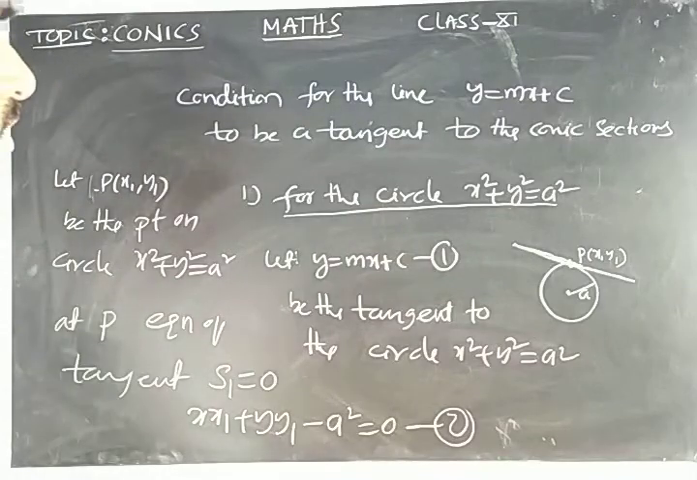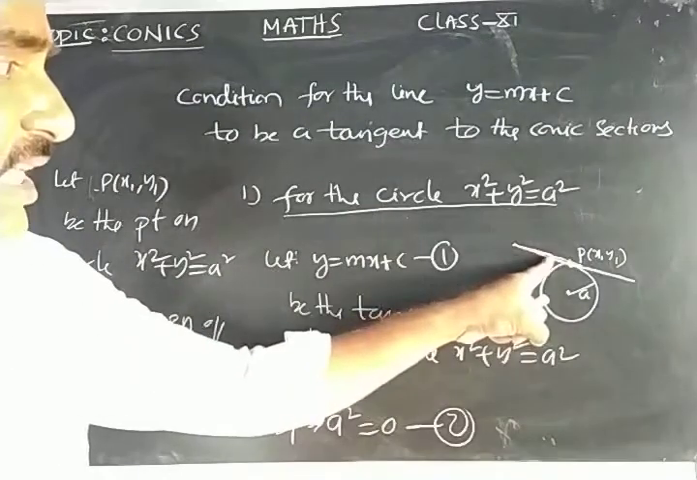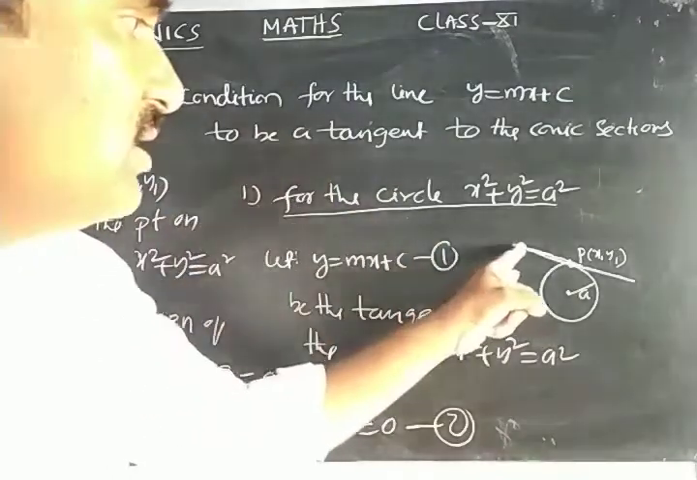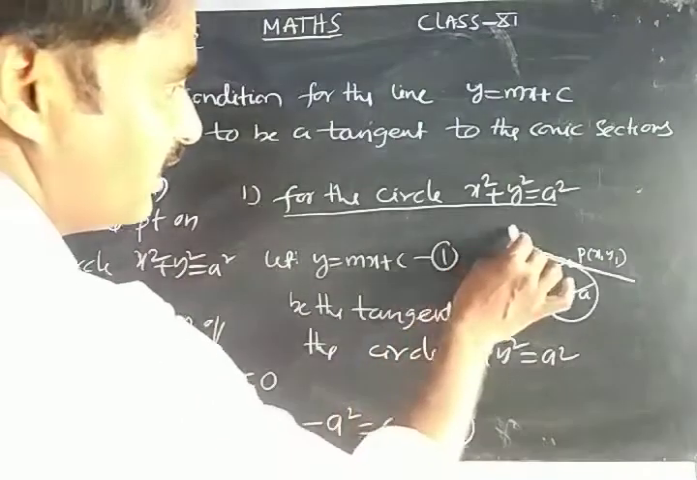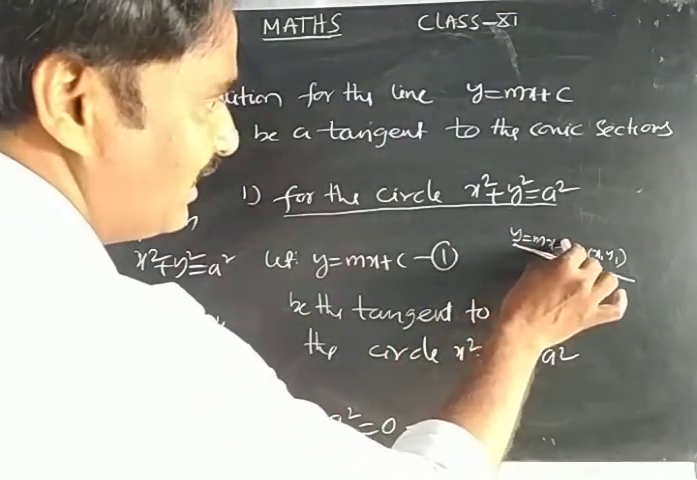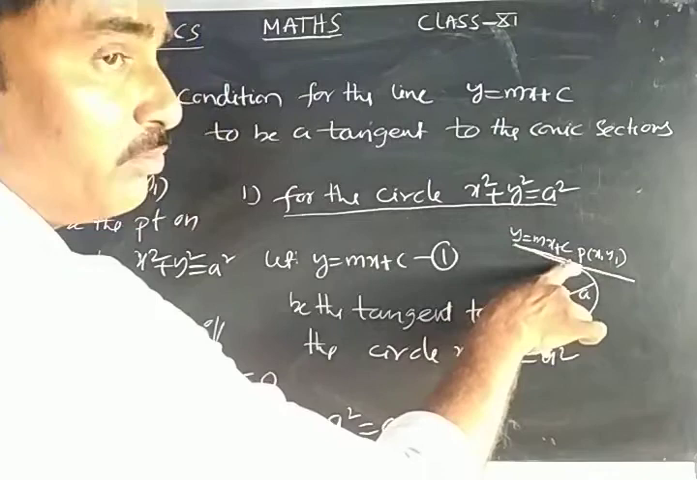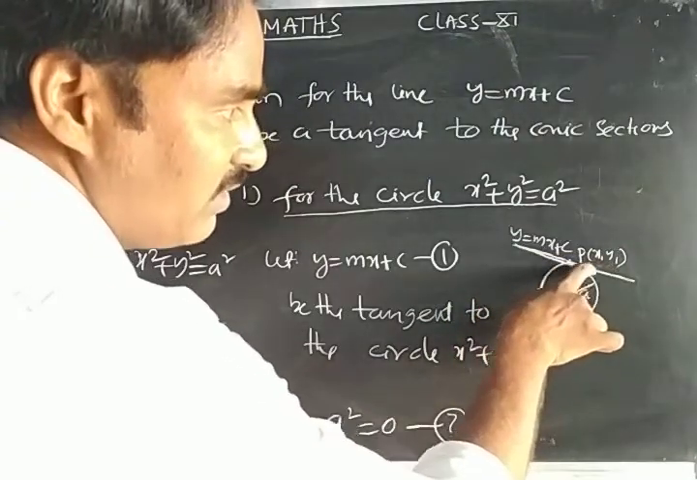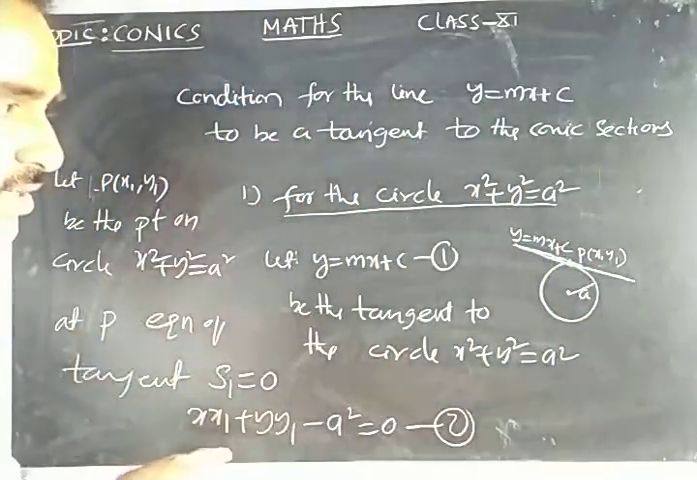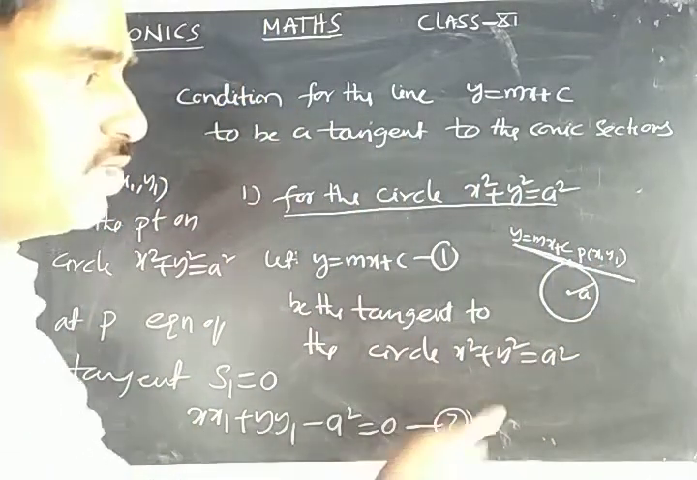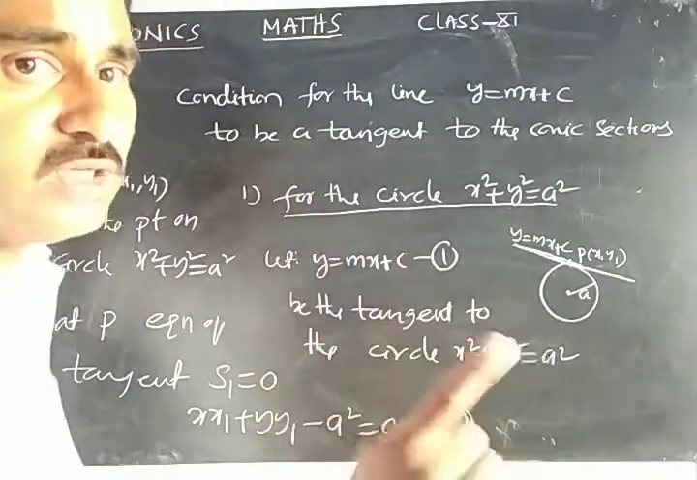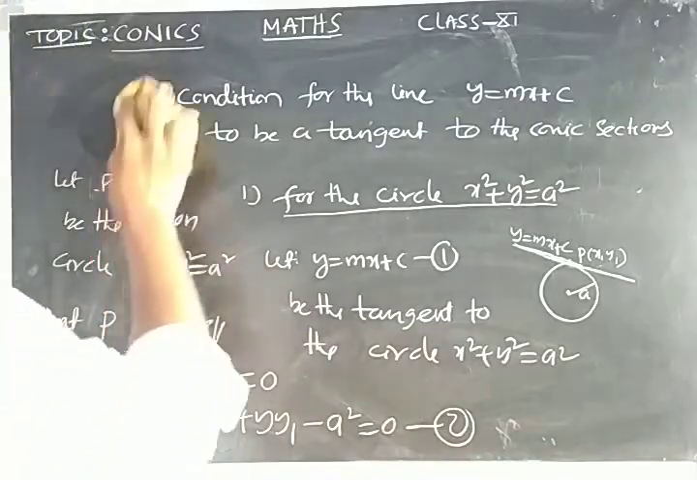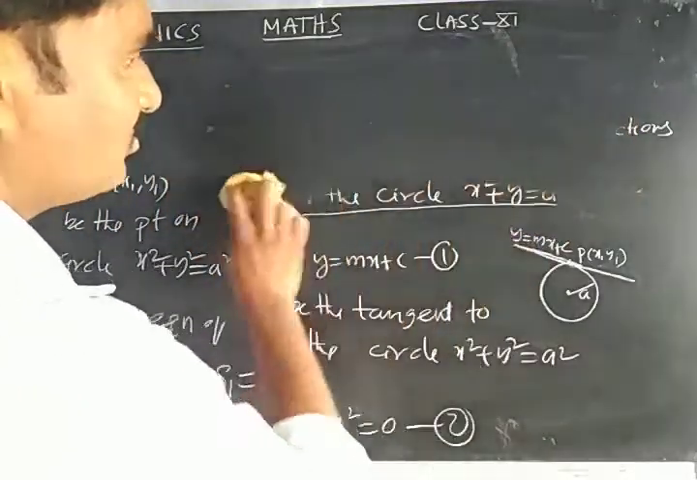Equation 2 and equation 1 represent the same tangent. Why? Because this equation I have already taken as y equal to mx plus c, and for this tangent we will have one point of tangency, which I am taking as x1, y1. Using that point, I derived another tangent equation. At one point, how many tangents are possible? Only one tangent possible. So equation 1 and equation 2 both represent the same tangent line.